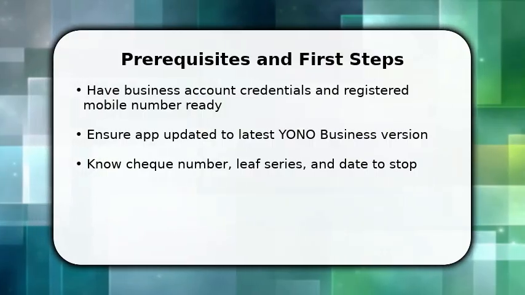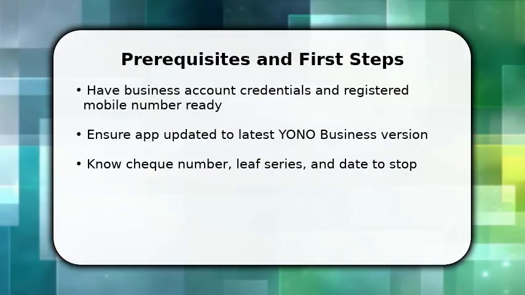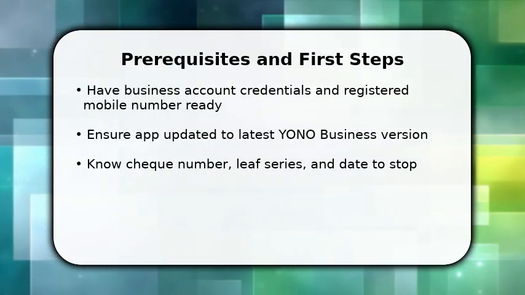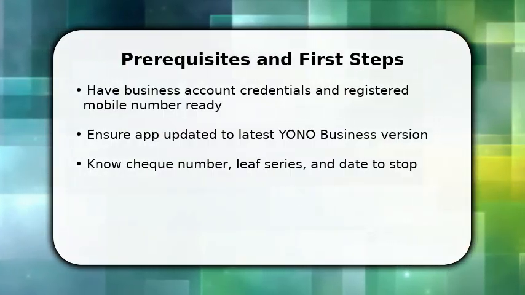You start by confirming prerequisites: your business account login, registered mobile OTP access, and the exact check details like check number and leaf series. Open the Yono Business App now and authenticate using your login and OTP. This secures the session. Once done, navigate to the Accounts tab to locate the linked checkbook options.